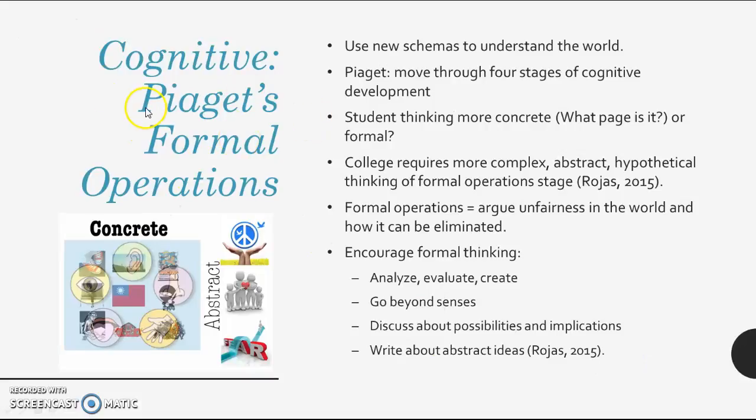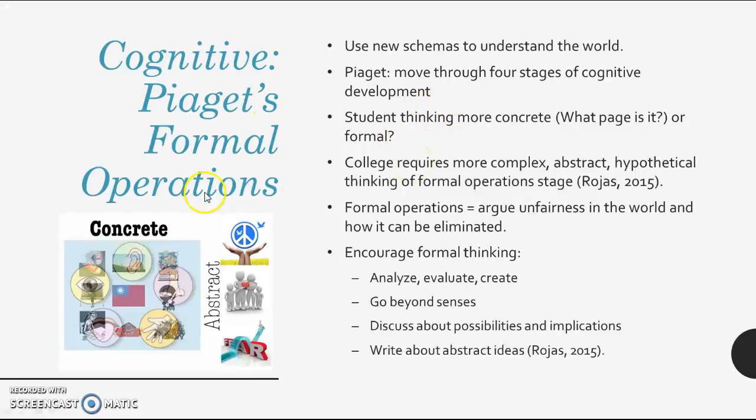Okay, so Piaget, another part of Piaget's cognitive developmental theory, looks at how we use schemas and how we develop schemas differently throughout our lives. So we move through 4 stages of cognitive development according to Piaget. When we are infants, we are in the sensory motor stage where we're learning about the world through our senses and our motor abilities. Then we go through preoperational, then concrete, and then formal operational.